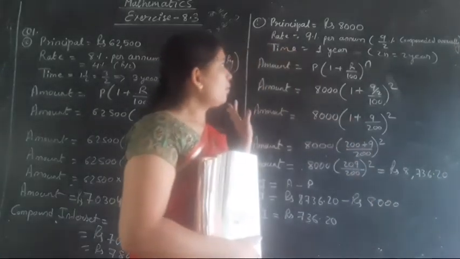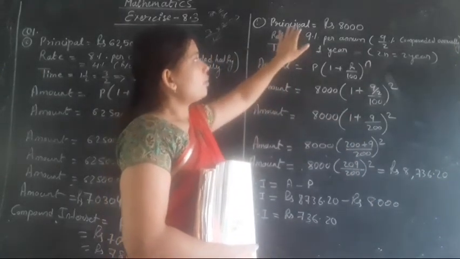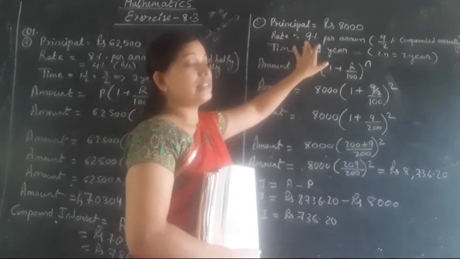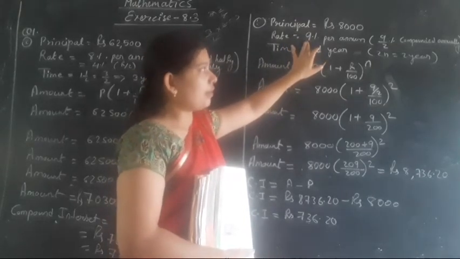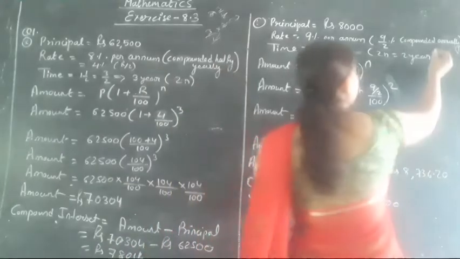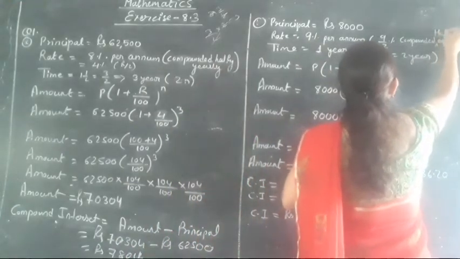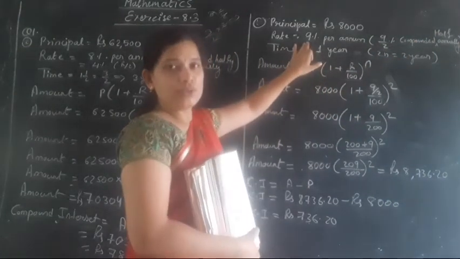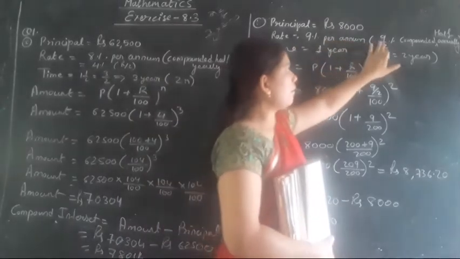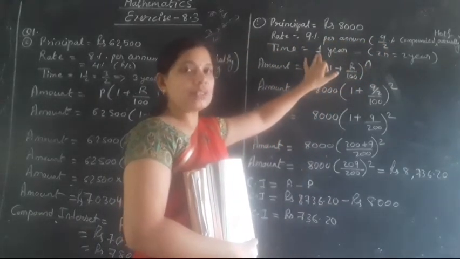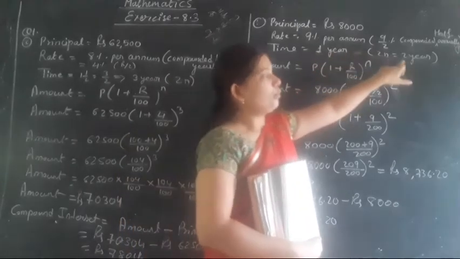In the same way, we are going to see here. Here also the principal is given as 8,000, the rate is given as 9%, and it is said compounded half yearly. C part, half yearly. I have written here half yearly. In that case the rate becomes half, so it will be divided by 2. So the rate becomes 9/2. Time is 1 year. As it is compounded half yearly, the time becomes double, so here it will be 2 years.